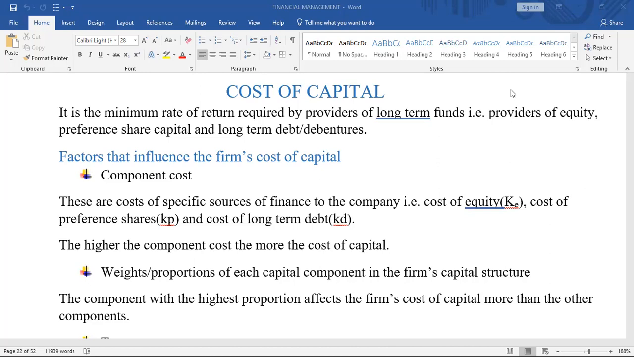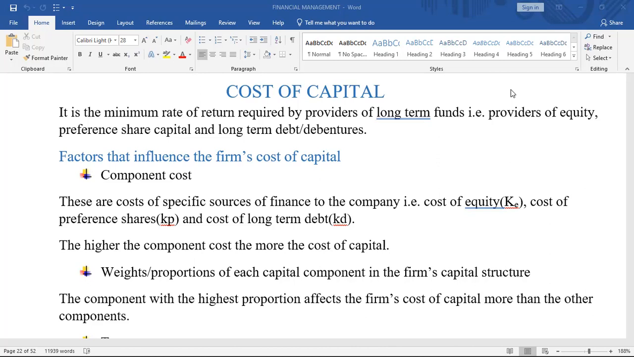Now, looking at the factors that influence the firm's cost of capital, one, we are going to be checking on the component costs. These are the costs of specific sources of finance to the company. For example, we have the cost of equity, the cost of preference shares, and the cost of long-term debts. In simple terms, these are the different sources of capital, whereby the organization needs to be financed through the three different sources indicated there.